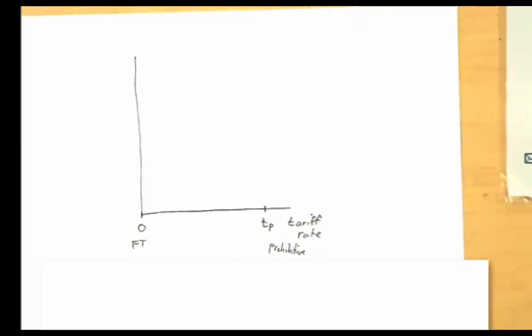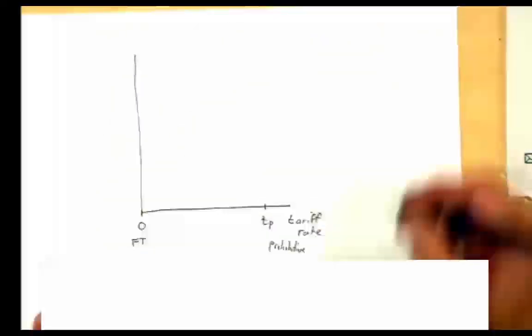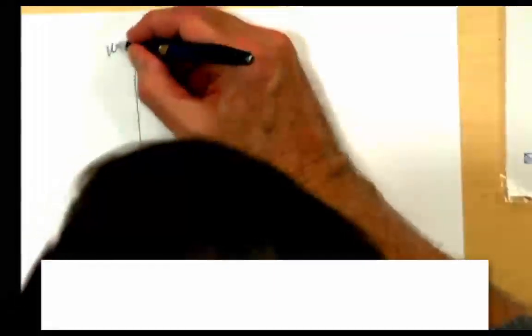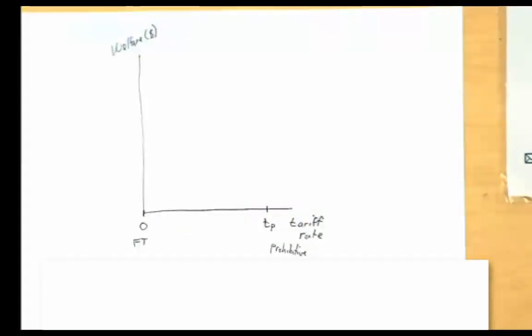All right, now I'm going to go back and ask the question, if we have free trade, on the vertical axis, I'm going to plot welfare. And we're measuring welfare in dollar terms using our surplus measures or our tariff revenue measures. So welfare is being measured in dollar terms along the vertical axis.